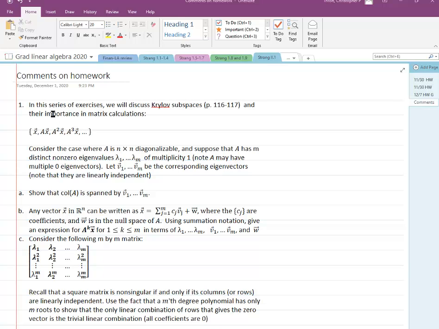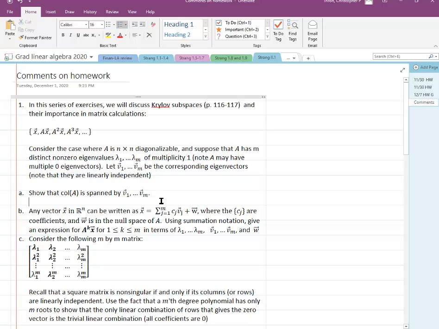So let's look at problem 1. I assume you've read this already. So let's look at this first one. Show that the column space of A is spanned by V1 through Vm. These are the eigenvectors corresponding to the non-zero eigenvalues.